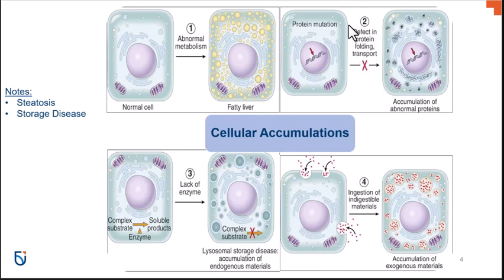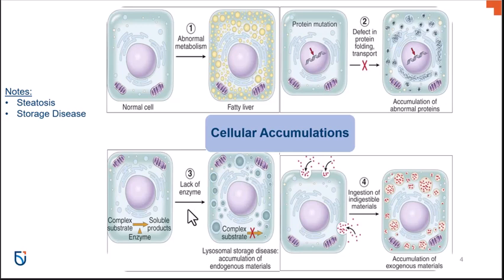This second example is showing you in this normal cell that there was a protein mutation. So now we're dealing with a defect in that protein, in how it folds, in how it functions. That can also lead to accumulations of that protein within the cell because it's not able to do what it's supposed to do. It's not able to transport and go where it needs to go, so it accumulates. So it's not just an accumulation of proteins, it's an accumulation of abnormal proteins.